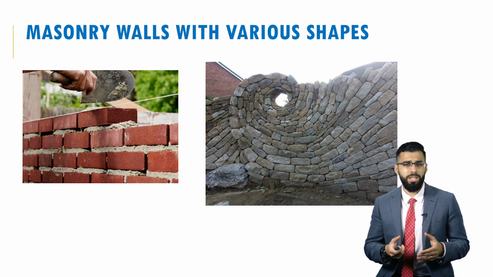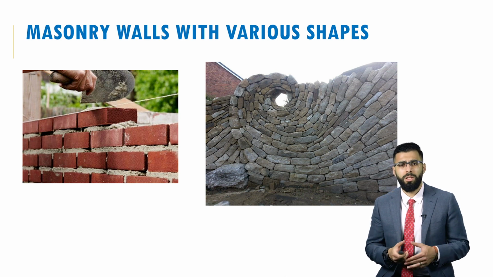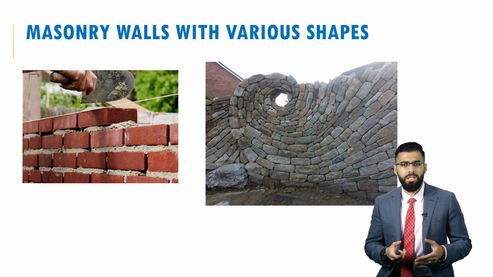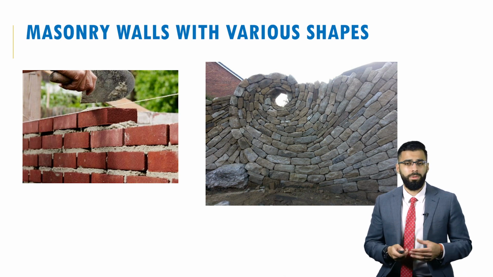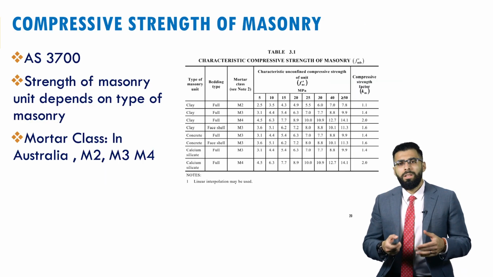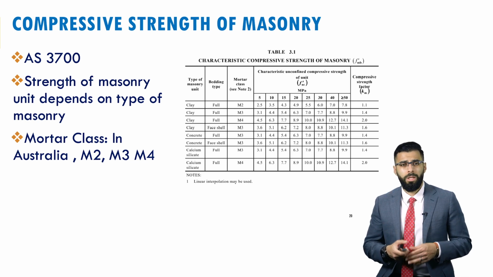The good thing about masonry is that you can construct walls and structures of various forms, and you can see that in the image in front of you. A lot of people have this common misconception that you can only use it to build either a horizontal or a vertical structure. But as you can see in the image, if you wanted your wall to have this spiral pattern to it, then you can actually achieve that with masonry, although it does require a bit of effort. The design process, as I said, is controlled by AS 3700.